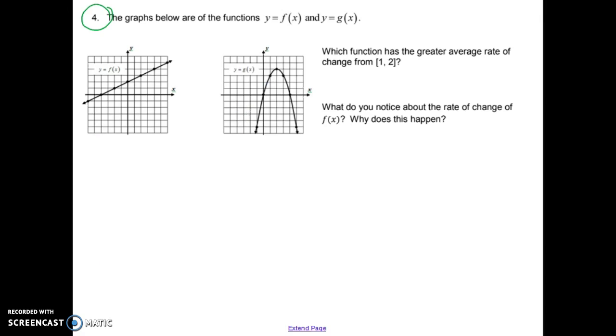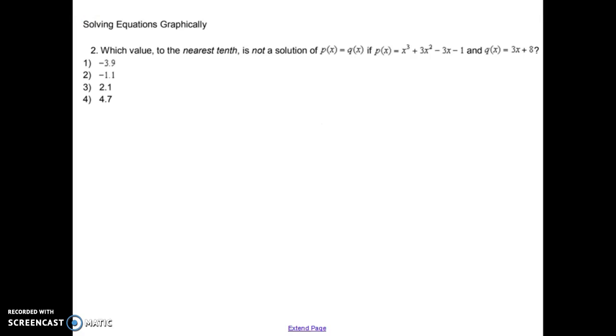So the second half to this lesson is solving equations graphically. Whenever you have a question where things are multiple choice, they say to the nearest tenth, and they want to know which one is not a solution, that means that we're going to be going to our graphing calculator to help us solve this.